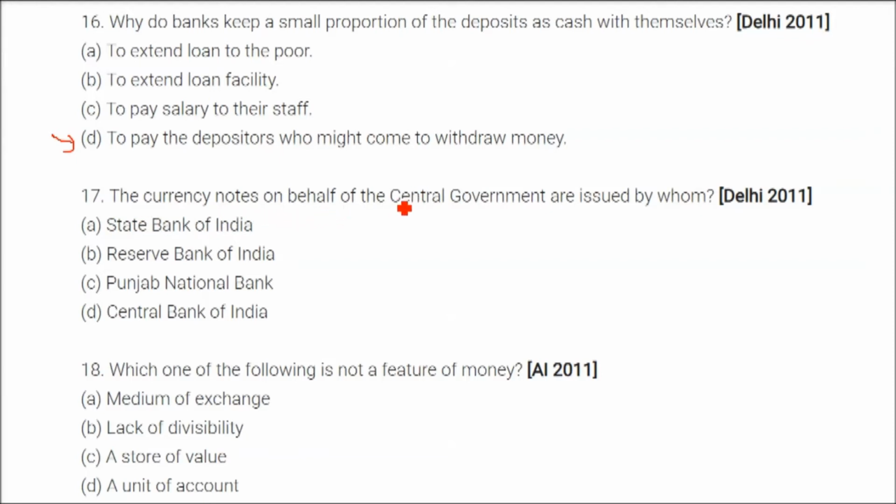The currency notes on behalf of the central government are issued by whom? It is issued by the Reserve Bank of India, RBI. Which one of the following is not a feature of money? It is lack of divisibility. This is not a feature of money. Medium of exchange, store of value and unit of account are features, but lack of divisibility is not what money is associated with.